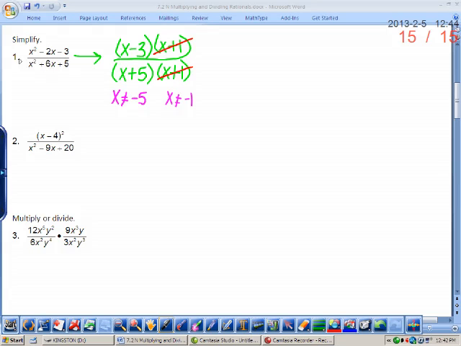Was I allowed to cancel these x squareds? No, those aren't factors. Only when they're all being multiplied are they factors. So I end up with x minus 3 over x plus 5. That's my simplified version for all x values except -5 and -1.